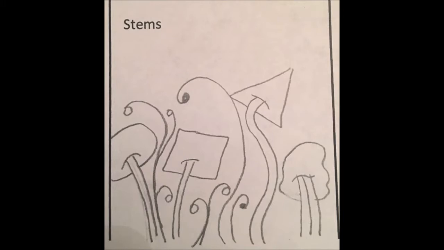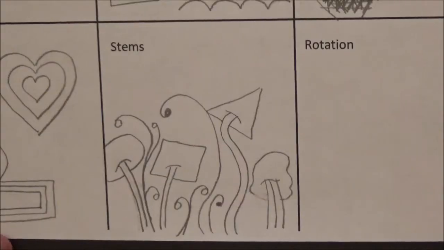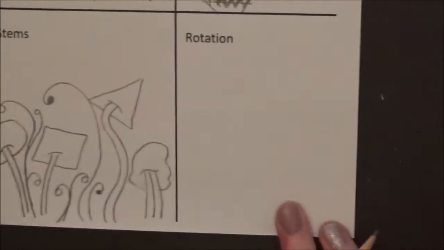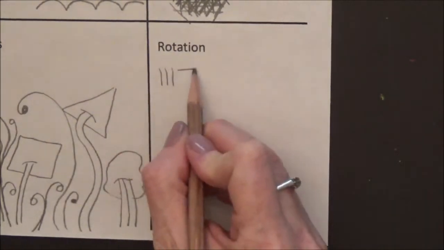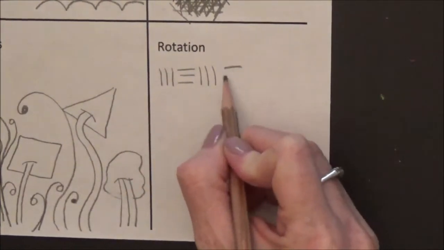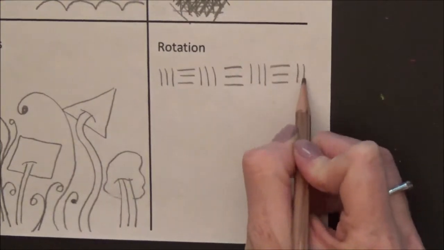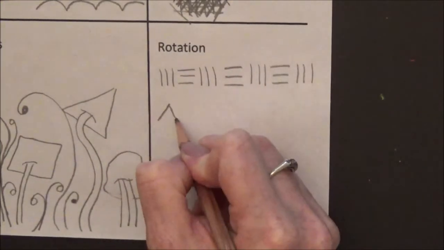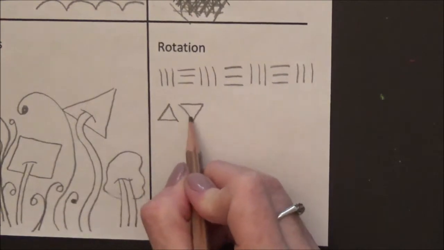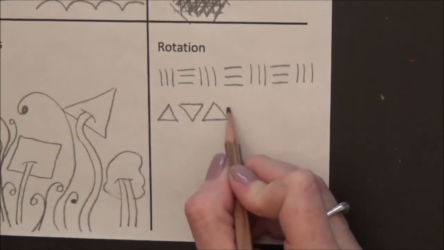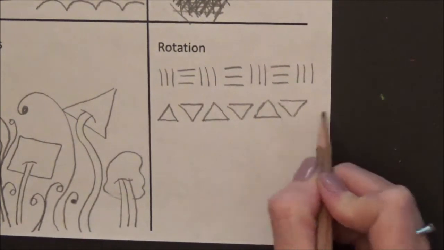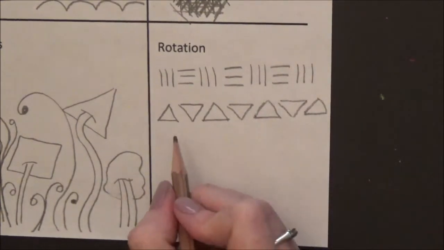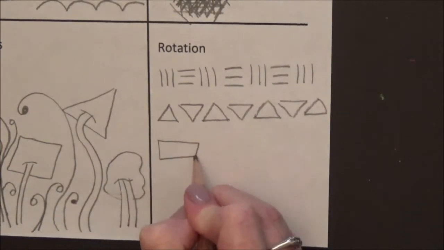Now you do it. Now we're going to talk about rotation. Rotation means when you take a pattern and you rotate it. So here are 3 lines down, 3 lines across, and I'm going to repeat that pattern over and over again. You can do it with a shape. So I'm going to do triangles going in opposite directions. Any kind of pattern you want, as long as it rotates, it's considered a rotation pattern.